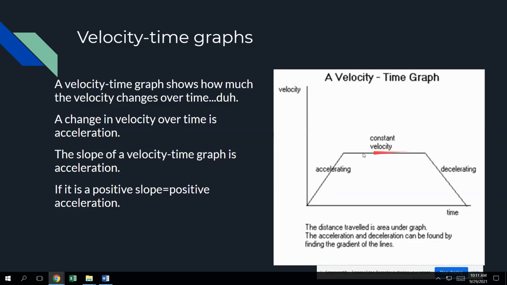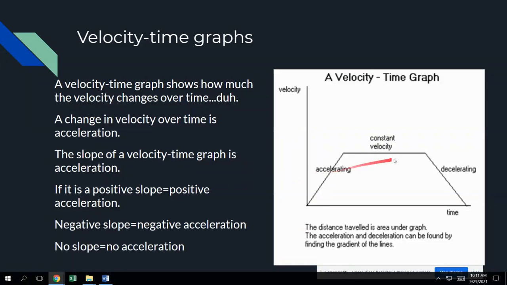If there's no slope, like right here, that says constant velocity. Another way to say it, if the slope is positive, it's positive acceleration. If there's no slope, it's not going up or down, there's no acceleration. If it's a negative slope, going down, that's a negative slope. On a distance time graph, that means it's going back. But on a speed or velocity time graph, that means it's negatively accelerating. All right, slowing down. All right, so a negative slope means a negative acceleration.